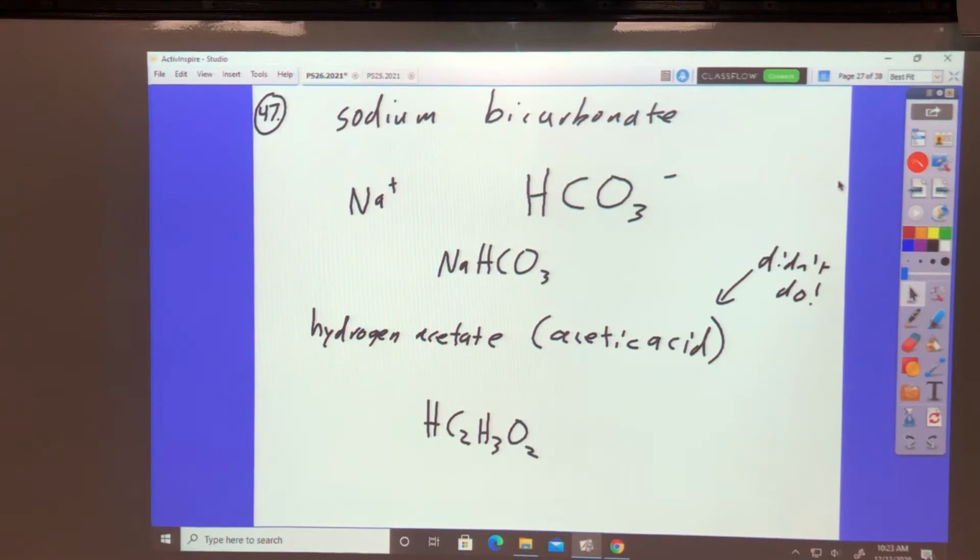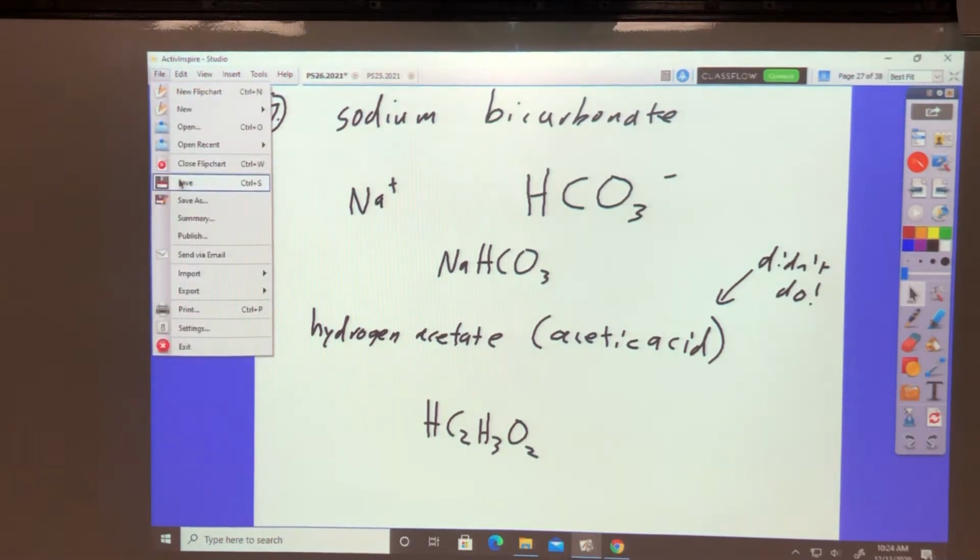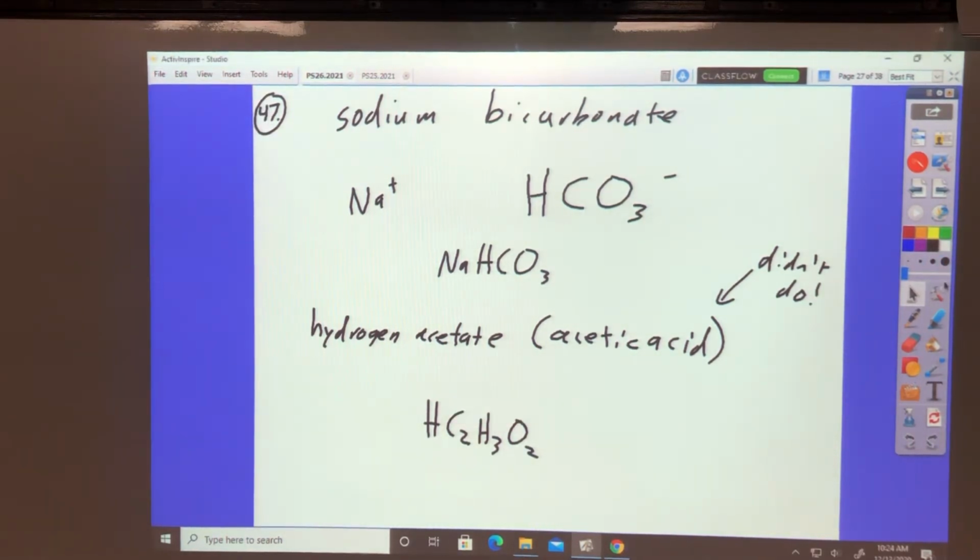Okay, 48. The linear molecule beryllium dichloride has polar bonds because Cl attracts electrons more strongly than beryllium. Why is the molecule polar or nonpolar? Well, let's take a look.